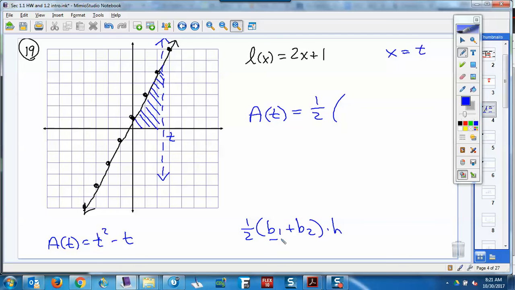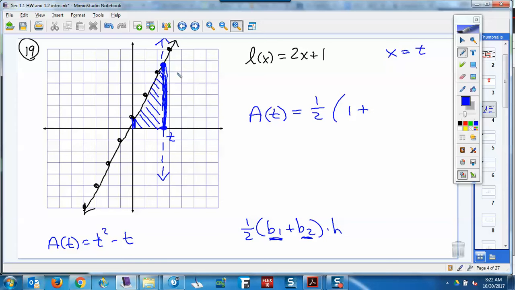All right, what is b1? It's this side right here, right? And as t slides around, is that going to change? No, that's always going to be 1. Plus b2. What's b2? That's that. What's that going to be? Is that t? Because t right now is like 2.5, right? Let's pretend t was 2.5.